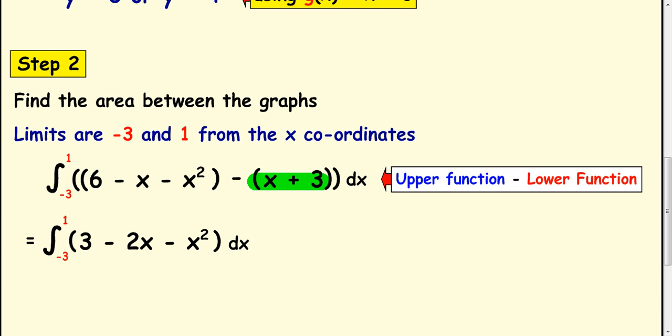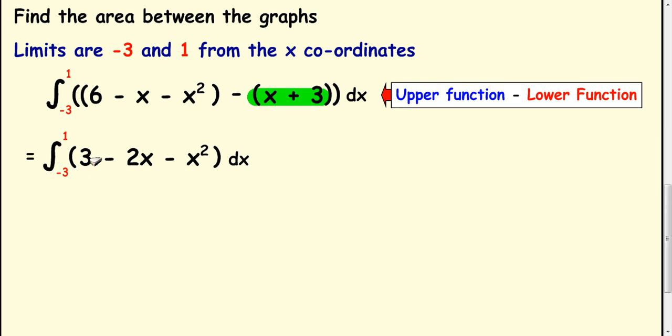So that's going to simplify down to this. You're going to get a 6, take away 3 to give you your 3 here. That's going to be negative x, take away x, minus 2x, and then your negative x squared. So if we can integrate this properly, substitute in the 1 and the negative 3, we're there. We're going to get the right answer. So integrate the 3 to get 3x. This is really x to the power 1. So add 1 to the power, which is 2, divide, and you're going to get an x squared. Add 1 to the power to make it 3, divide to get a third x cubed.